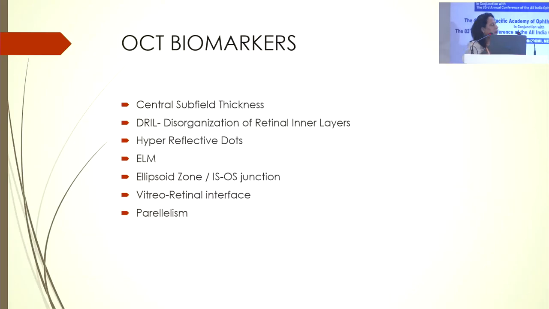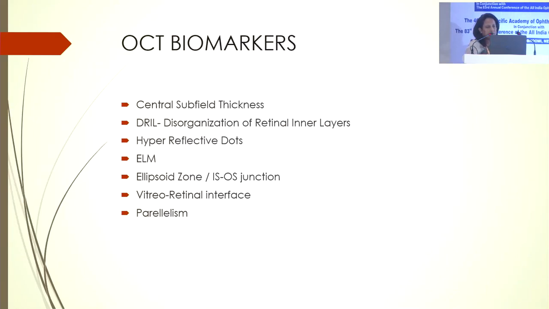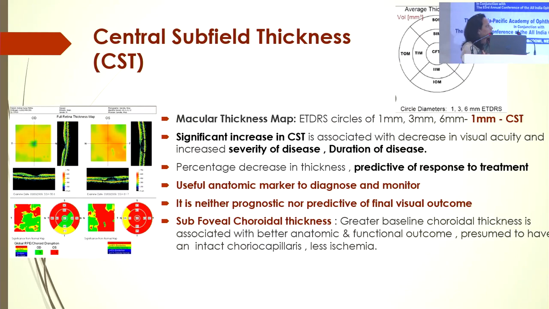Coming to the OCT biomarkers, these are the various OCT biomarkers that we're going to be talking about one after the other. Central subfield thickness: here we are basically looking at the macular thickness map, and this is the ETDRS circle which you can see in this picture, which we get in all our scans. This is the central 1 millimeter followed by the 3 millimeter and the 6 millimeter circle. It is the central 1 millimeter that is the point of interest for each one of us.